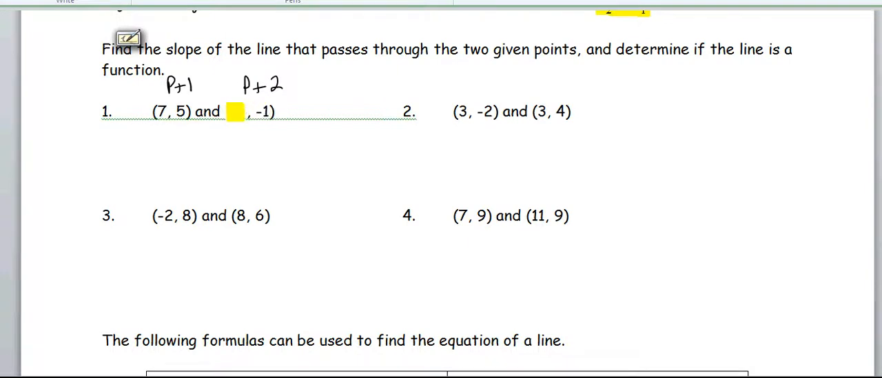So I'm going to take my y value from point 2 and my y value from point 1, and I've got negative 1 minus 5. So notice this is y2, this is y1. And then I'm going to take my x value, 10 minus 7. Negative 1 minus 5 is negative 6. 10 minus 7 is 3. Negative 6 divided by 3 equals negative 2. So my slope, I'm going to write this, m equals negative 2.